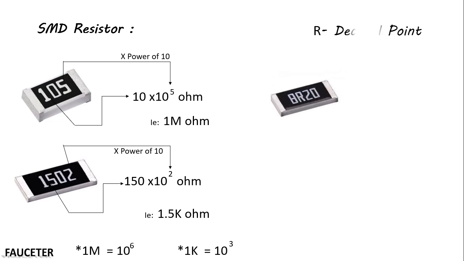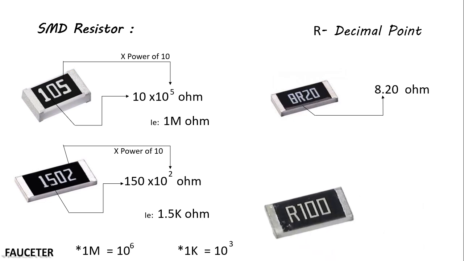For this type, R is taken as the decimal point. Then put all the digits and represent the R with the decimal point.